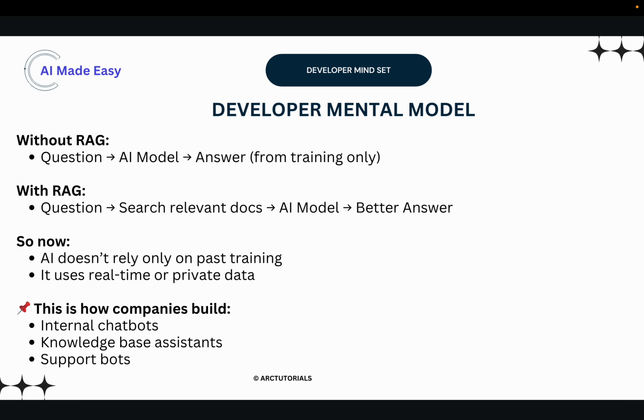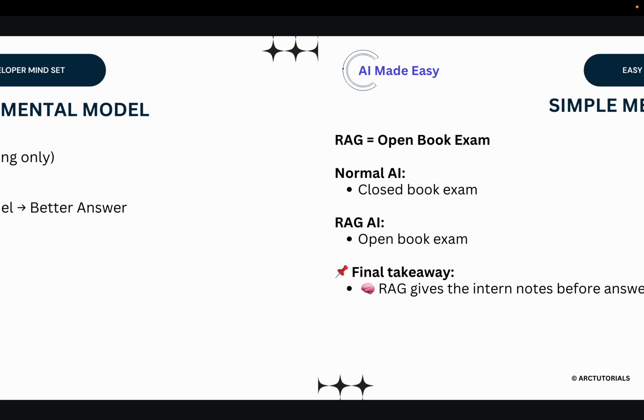Now, where can you use RAGs? RAGs are everywhere today. They're in your internal chatbots, in knowledge base assistants, support bots, and much more. Every time you are communicating with a bot, either in voice or in chat, they are RAG models basically.